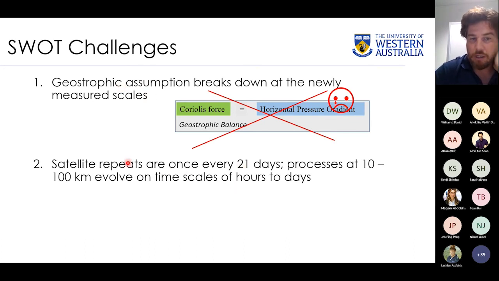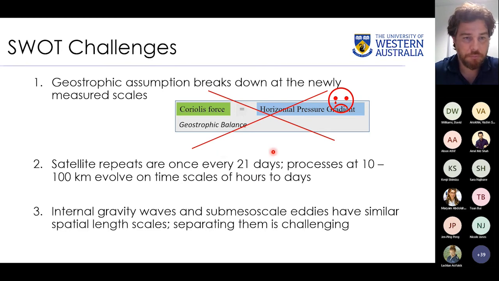In the nominal orbit, the satellite repeats will only be every 21 days. And the problem with that is the processes at scales of 10 to 100 kilometres evolve much more quickly. So you need to basically build models that can interpolate between measurements. And the third thing is, because you're getting just this snapshot once every 21 days, internal gravity waves and submesoscale eddies have similar length scales, and because you get this snapshot, it's difficult to separate them from one another. So that's a big challenge as well.